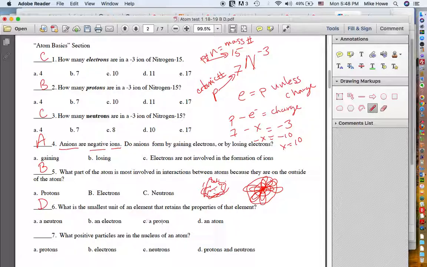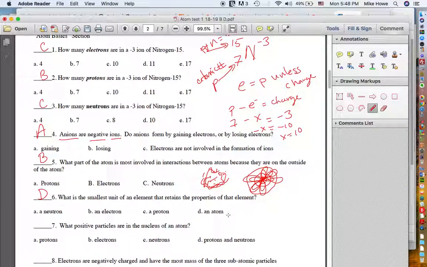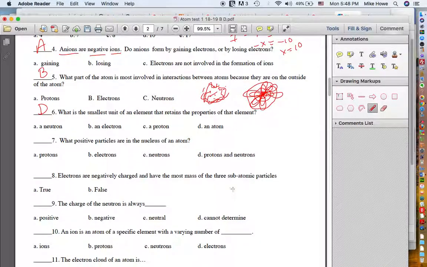Neutrons and electrons and protons, they can be in anything, but one atom will have a distinct identity. Like you can have an atom of copper, or an atom of lead, or an atom of oxygen, but the simplest piece of something is an atom. Okay, now what were the positive things in the nucleus? Protons.